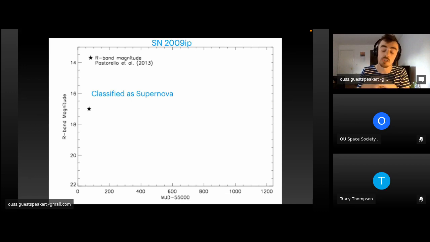So for 2009 IP, this is the light curve. So this is the brightness change of the star. On the y-axis, this is brightness. Smaller numbers are brighter, so it works counterintuitively. Smaller numbers are brighter and larger numbers are fainter. And then the x-axis is just time in days. So you can see the star, or the transient, was initially found, and by observing the brightness of it as well as the spectra, it was classified as a supernova, and we started to point our telescopes to look at it and to see how it would evolve.